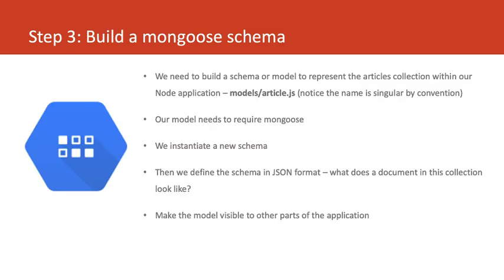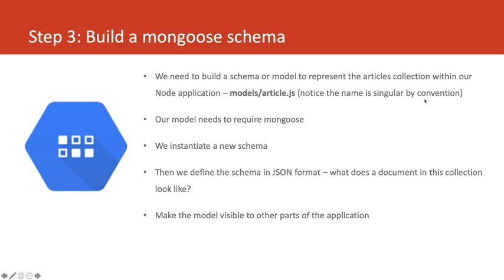Now, in order to use Mongoose, we have to create a schema. When we use Express Generator, it created a routes folder and it created a views folder. But a good way of structuring our data is to create a new folder called models. And this is where all of the models that we create are going to live. So we would create a folder called models and create article.js. You'll notice that the name is singular by convention.